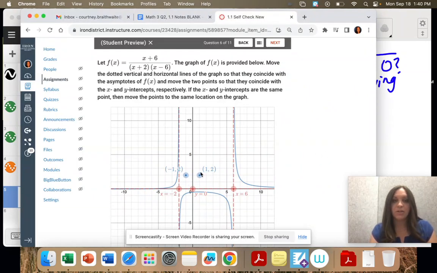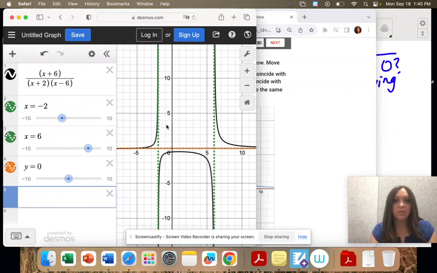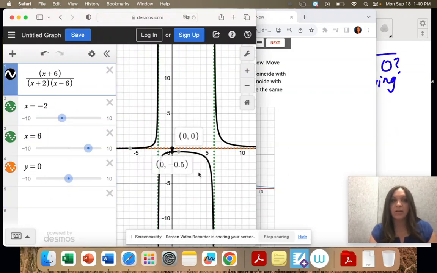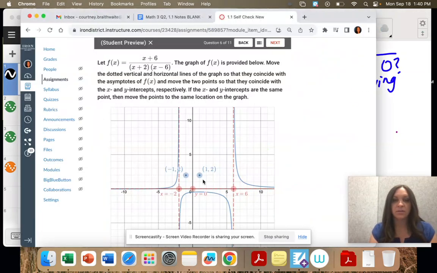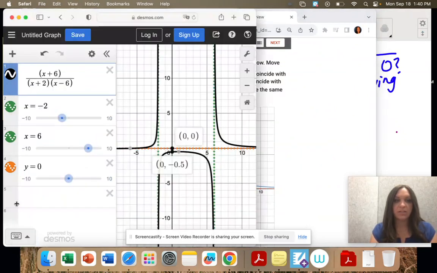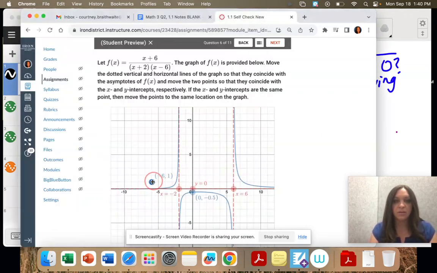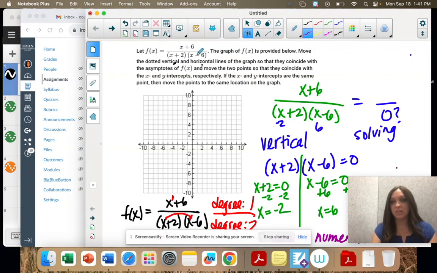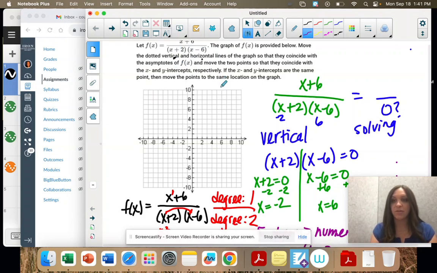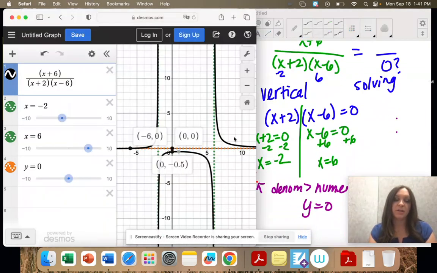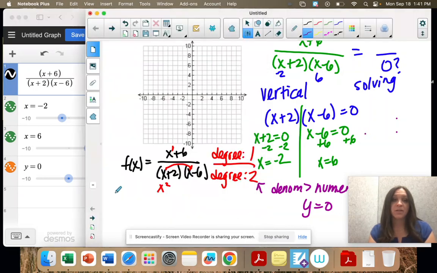So last step is our intercepts. There's our y-intercept at (0, -1/2). And then our x-intercept is over here at (-6, 0). And remember, if you have to solve for them, you can by substituting 0 in for x and 0 in for y. But these are just on the graph.